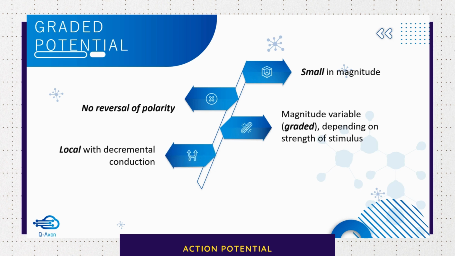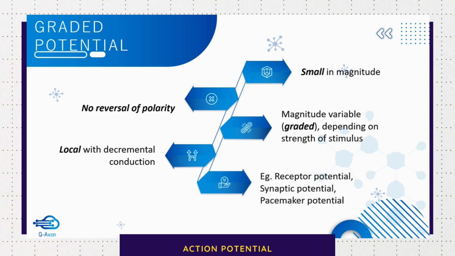Now, the graded potential cannot be conducted for long distances because it is very small in magnitude. So it is essentially a local potential. There are many examples of graded potential such as receptor potential, synaptic potential, or pacemaker potential.